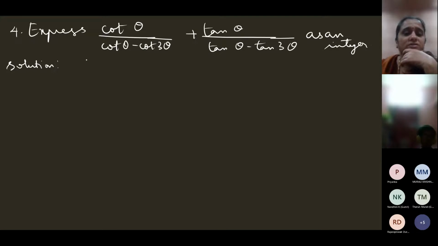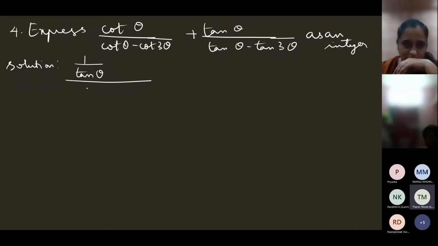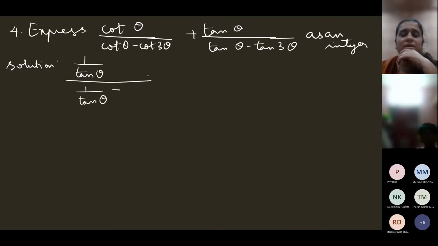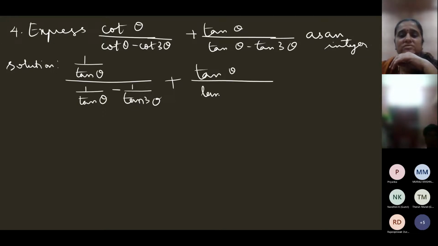So what is cot theta in terms of tan? 1 by tan theta. Very good. Divided by, what's cot theta in terms of tan? 1 by tan theta. Minus, what is cot 3 theta in terms of tan? 1 by tan 3 theta. Plus, this one as it is. It's already in tan, so just write it as it is. No change here. It's not 30, just 3 theta. Next step.